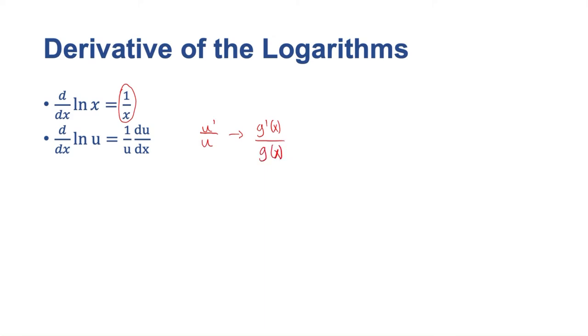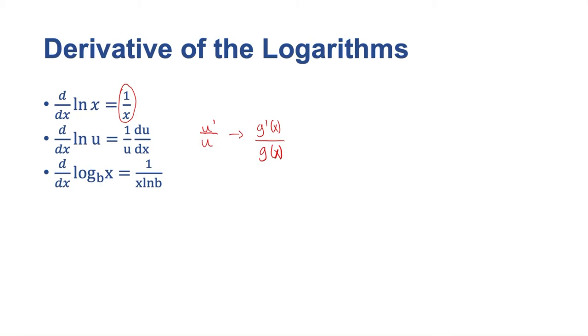Alright, so we did the natural logarithm, and that's all well and good. Let's move on to the rest of the logarithms with bases. If I want to take the derivative of a logarithm with a base of b of x, then our derivative will be 1 over x times the natural logarithm of our base b.